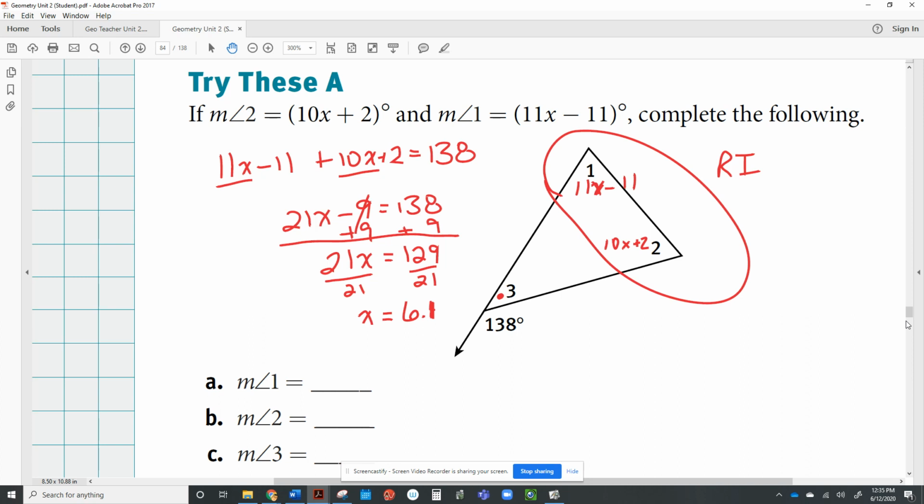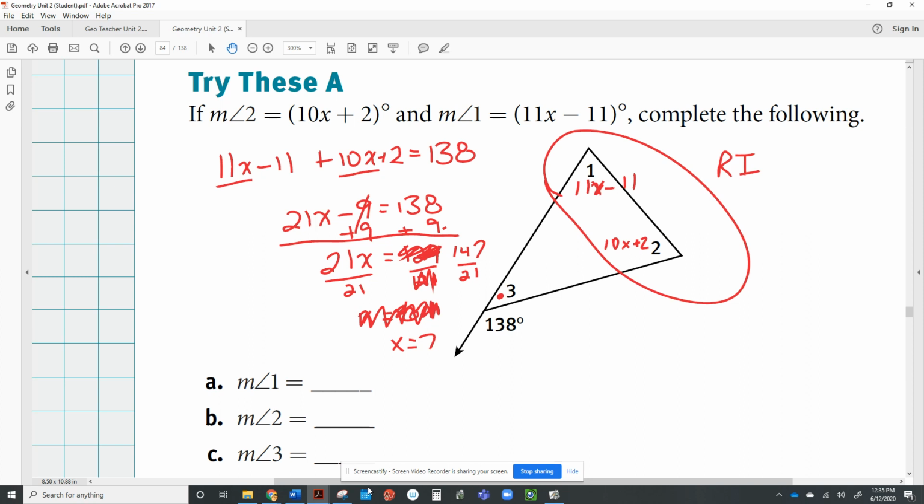So we're going to be able to check it. I'm trying to check real quick and see. Oh, I see what I did wrong right here. I took away 9. I didn't add 9. So that's the problem. So this should not be 129. This should be 147. And if you do 147 divided by 21, let's see if that comes out better. Yes, you get 7. Okay, so we get x to be 7.